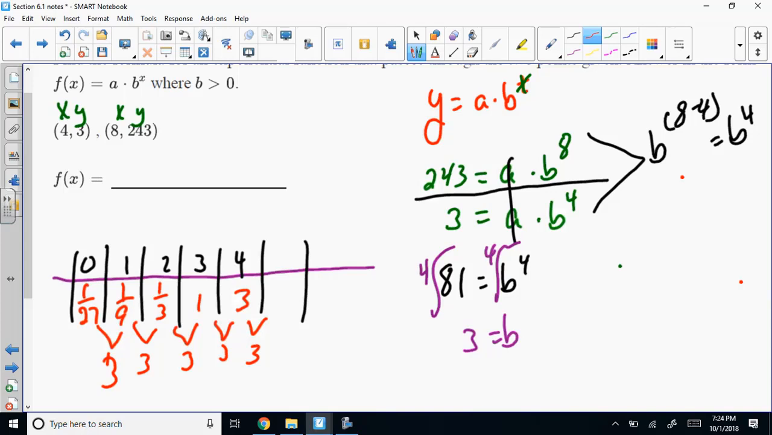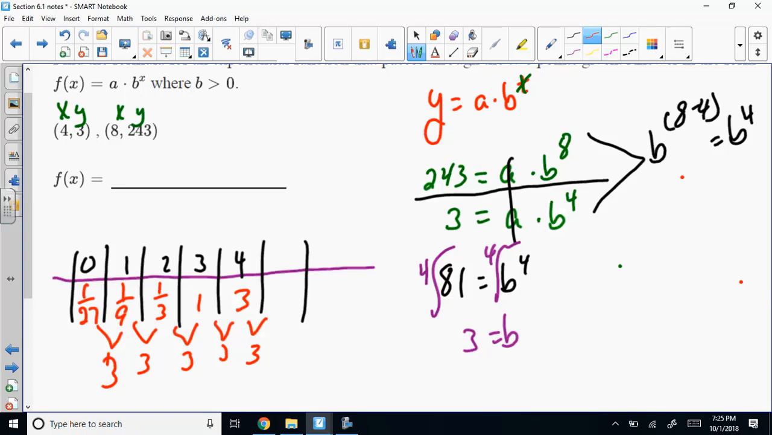No. Well, I chose 4 because I took the 4th root, but look at this. This is x and that's y. So the smallest x value that I have was a 4. I could have done 8. I could go all the way up 5, 6, 7, 8 and just take 243, divide by 3, divide by 3, divide by 3, divide by 3. I'd still get exactly what I got right there.